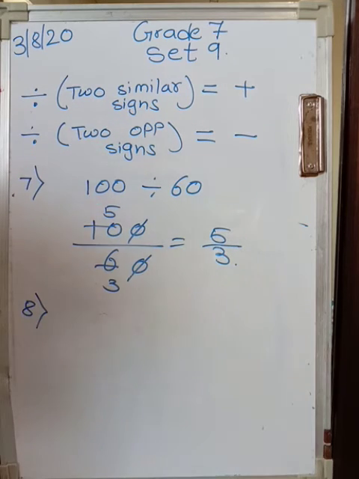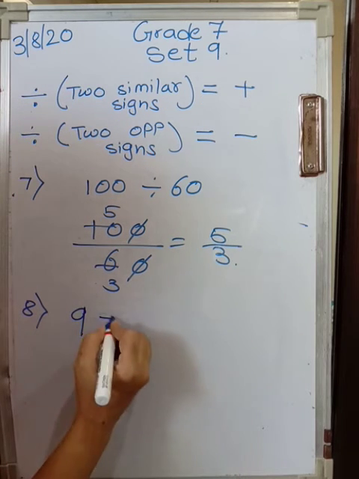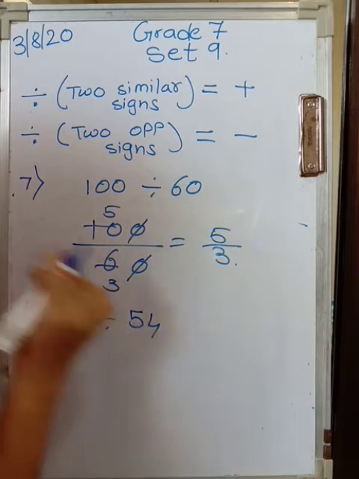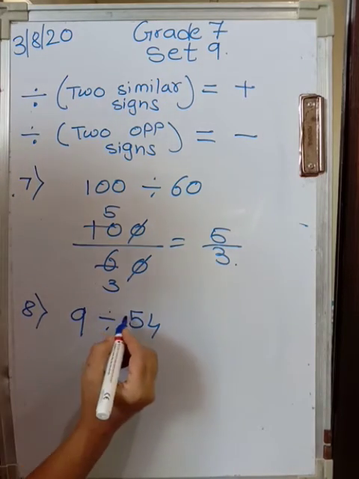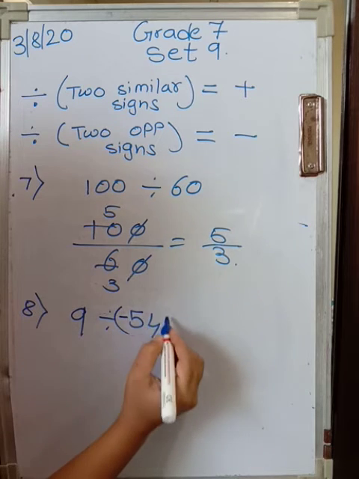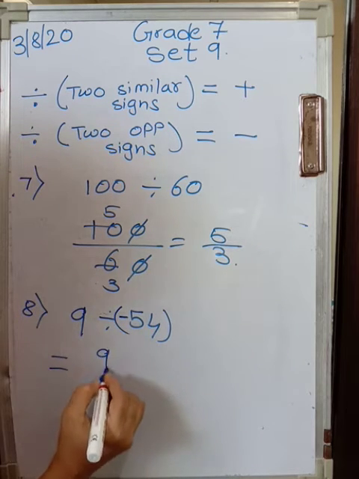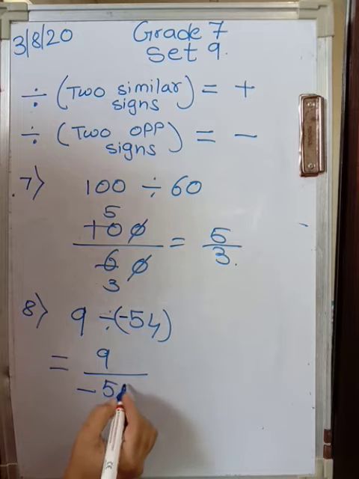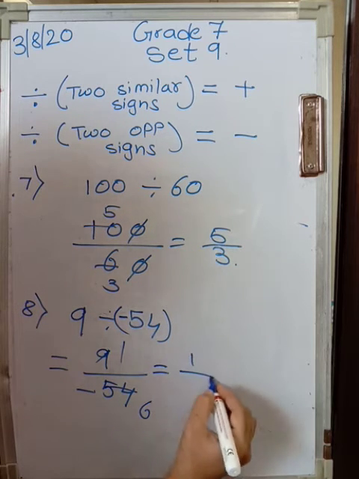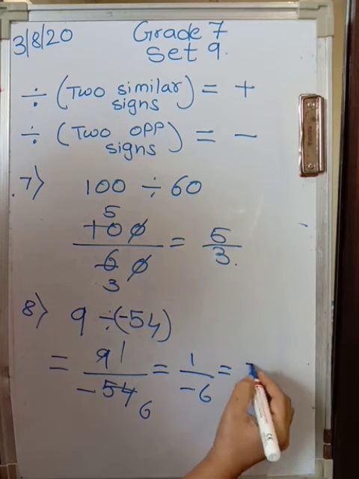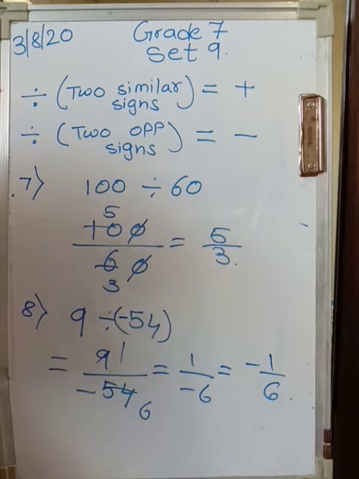The eighth, you see, the eighth is given as 9 divided by minus 54. I may go wrong with the numbers, you see the problems please. 9 divided by, it is given minus 54. Okay, so it is 9 upon minus 54. So 9 ones are 9 and 9 sixes are 54. It comes out to be 1 upon minus 6, which is equal to minus 1 upon 6.